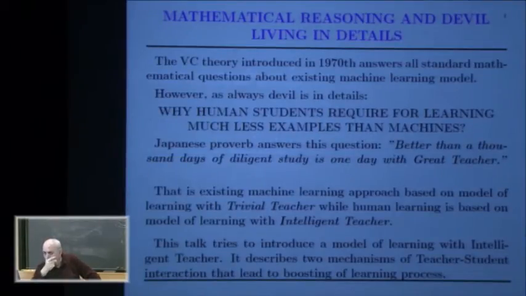People observed that human students require much less examples for learning than machines. And the question is why? A Japanese proverb answers this question: better than 1,000 days of diligent study is one day with a great teacher. It is amusing, but during 50 years of study of machine learning, nobody paid attention that there exists a teacher. I'm talking about the teacher for the first time, actually. That means that the existence of a teacher can speed up the rate of convergence. And the main question, and this is the subject of my talk, is what does the teacher do?